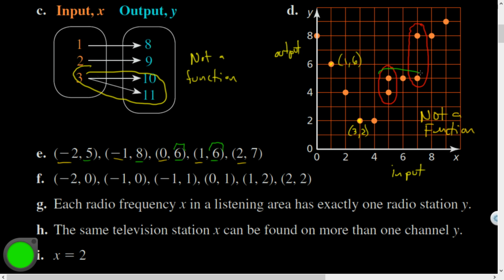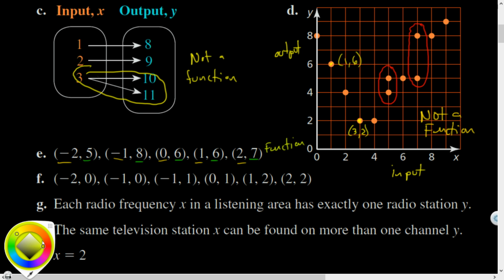Notice even over here, I was okay with all 3 of those being the same height, and these 2, or these 2, being the same height. The outputs can repeat, but the inputs shouldn't, unless they were somehow just giving me the same point multiple times. And when I input 2, I got 7. It looks like this one's a function, because every input is giving me exactly 1 output.